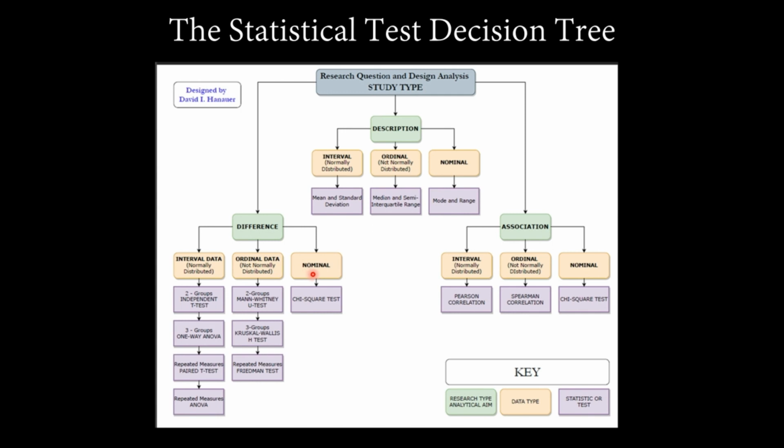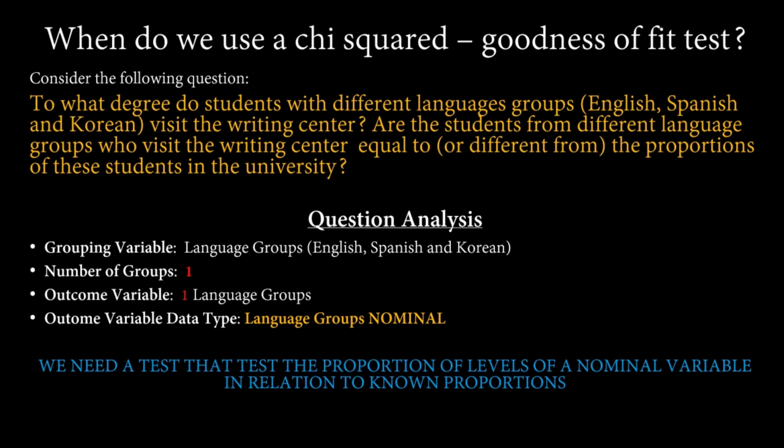It's when we have nominal, categorical data, and categorical data has a few special qualities to it. In particular, we tend to deal with it as count data or frequency data. And the test we use when we have a question of difference, when we have nominal data, is the chi-square test, goodness of fit.